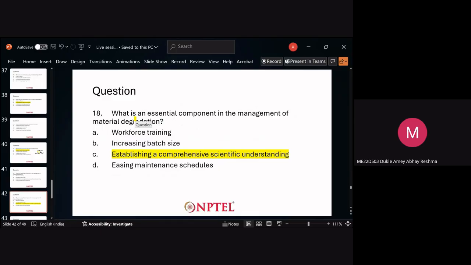So they train the workforce in the steps. They give them a checklist wherein they'll know what a part going wrong looks like. So they have a comprehensive scientific understanding of what it looks like, and then by training the workforce, they are able to manage the operations of the ship in a proper manner. So this is how it happens.